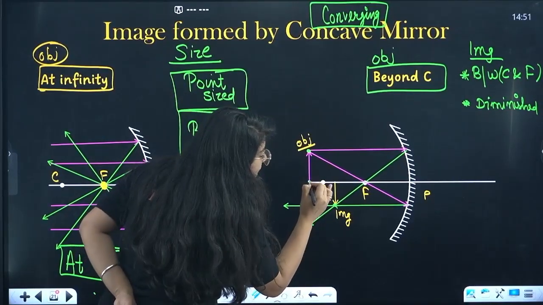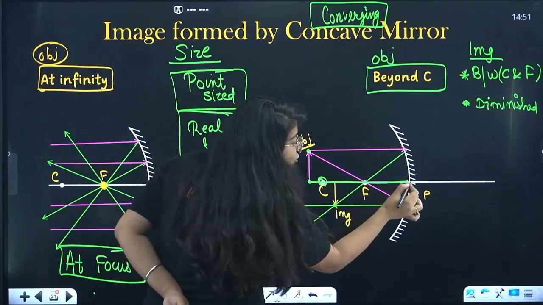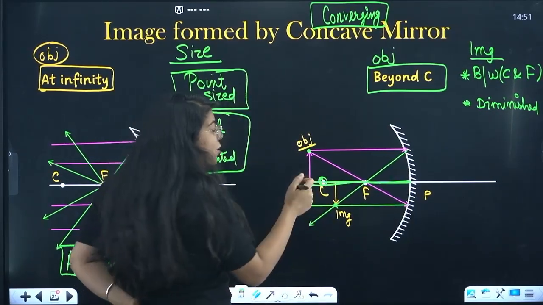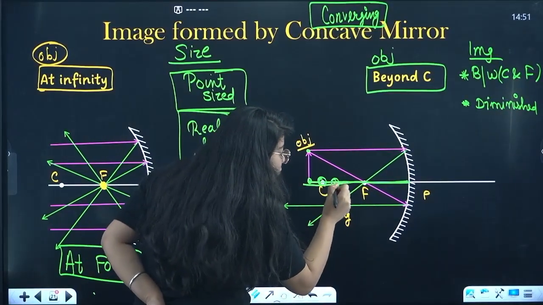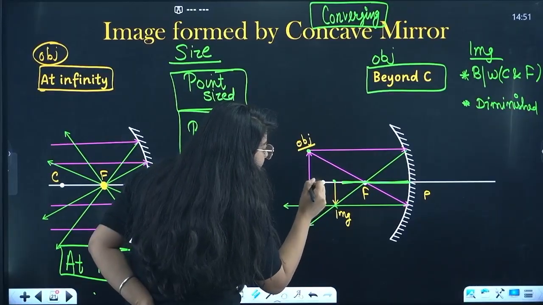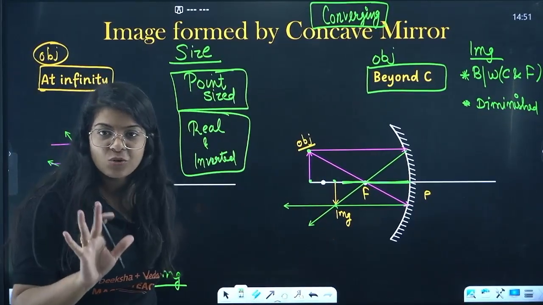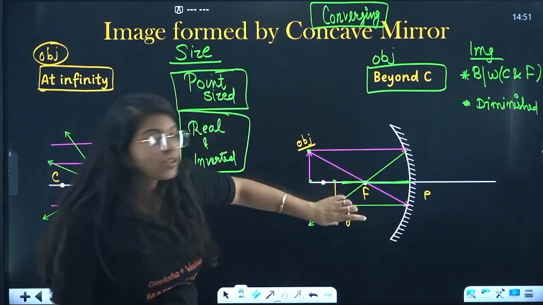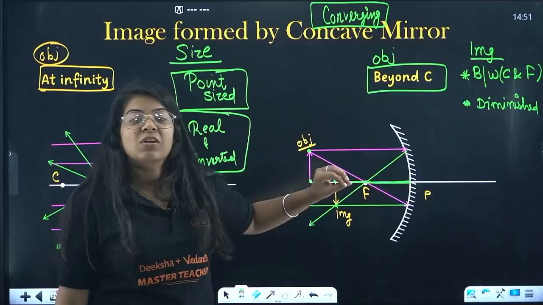And from this we know that if any ray passes from the center of curvature, it will move back and trace the same path. So the light from this end comes back, so this point will be the lower end. This point and this point both will be the lower end. Understood? So that is why the image is reversed. It is inverted, and that is why we call it that.